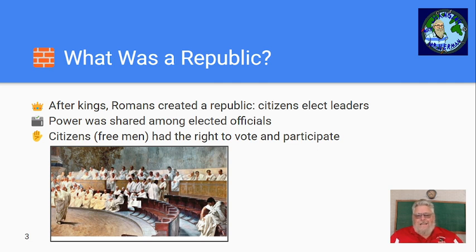So, what exactly is a republic? After throwing out their kings, the Romans decided they didn't want one person to hold all the power again. Instead, they created a republic, a system where citizens voted for leaders to represent them. It was based on elections, participation, and public service. But not everyone had equal say. Only free male citizens could vote. Still, this was a big step away from monarchy and towards something new.